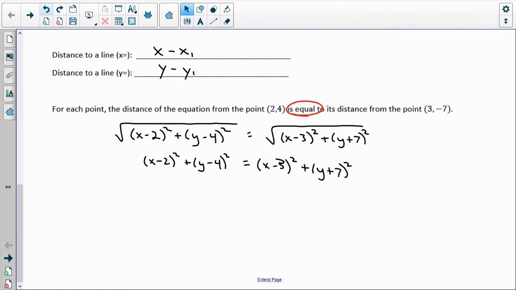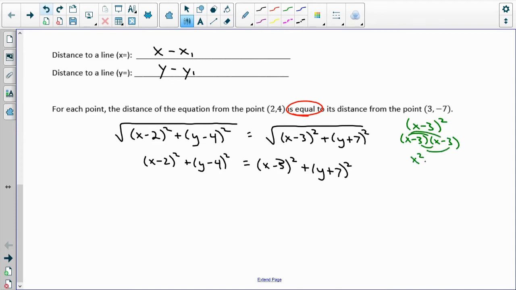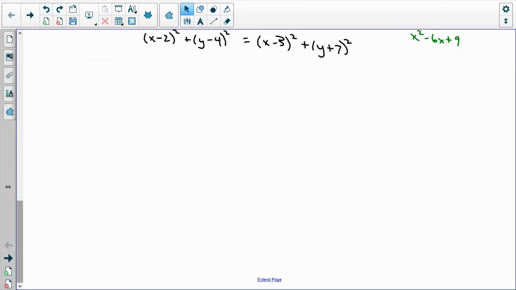The terms on the inside, they have to be equal to each other. And then real quick, if I have something like x minus 3 squared, remember that that is distributing x minus 3 times x minus 3. So I end up with x squared minus 6x plus 9. I just don't want us to forget and not be aware of what's going on.